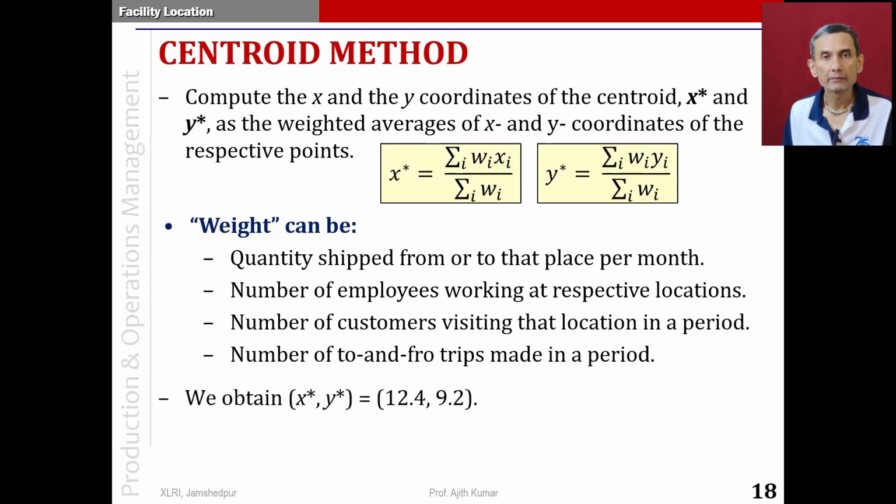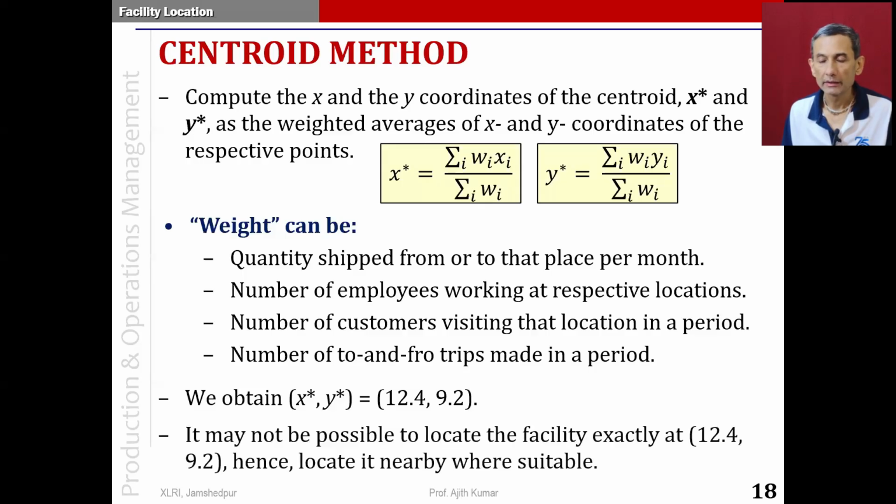We could obtain the new location to be 12.4 and 9.2. We should also note that it may not be possible to locate the facility exactly at 12.4 and 9.2, and hence we must find a location as close to this as possible. That could be a way to use the centroid method to find the location.